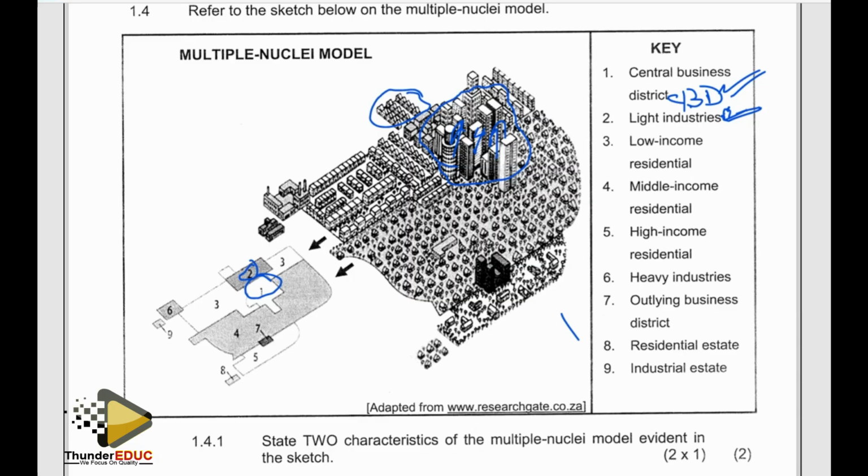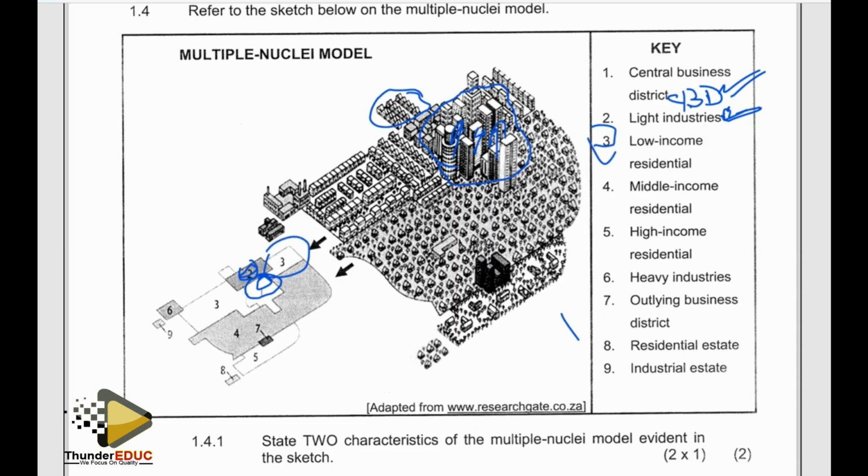That is why they are compatible with the CBD here. We have our CBD at number 1, and we tend to find the light industries just close to the CBD. It's just occurring in close proximity to the CBD. For the reason that those activities do not cause much pollution, and hence they can be compatible with either residential areas or the CBD. Then we have the low income residential area, which is number 3 there.